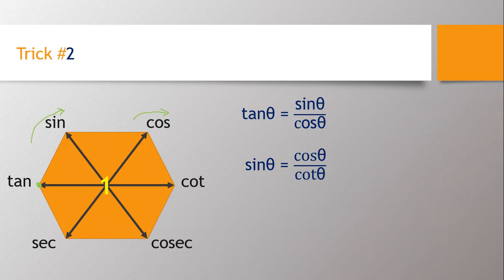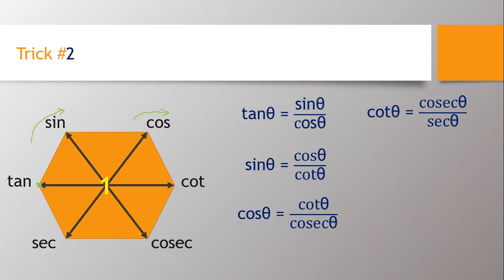Similarly, cos theta is equal to cot theta by cosec theta. So cot theta will be equal to cosec theta by sec theta. Now cosec theta will be sec theta by tan theta. So there's another set of trigonometric identities that you have just learned. Just by going in the clockwise direction, you will get so many identities.